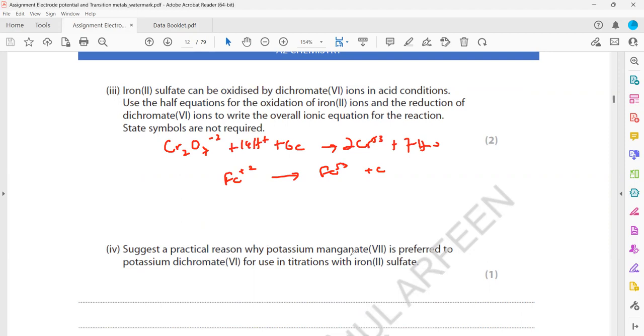Suggest a practical reason why potassium manganate is preferred to potassium dichromate, because potassium manganate changes from purple to colorless, but potassium dichromate shows a transition of color, like from orange to green, or from yellow to green. So with a color transition, it's difficult to identify how much iron has reacted as compared to a color disappearing. Like with potassium manganate, it will be colorless to purple, but with potassium dichromate, it is from orange to green, or from yellow, if it is in acidic condition, yellow to green.